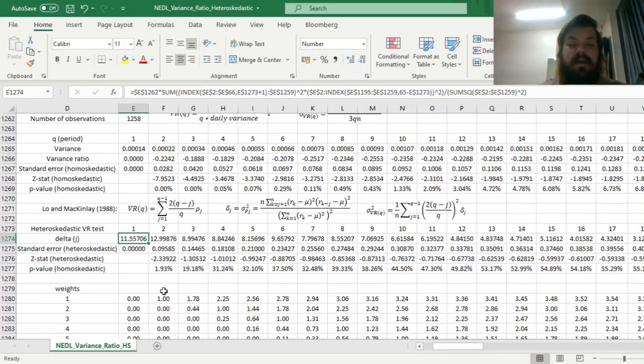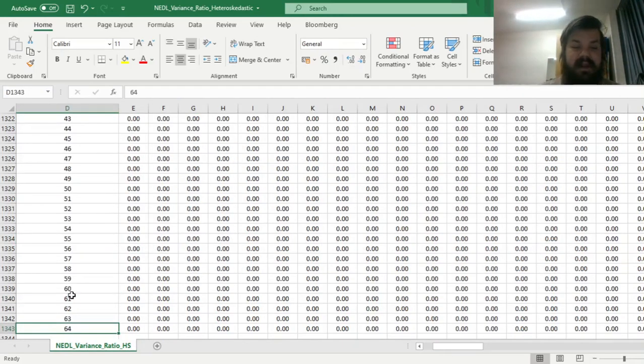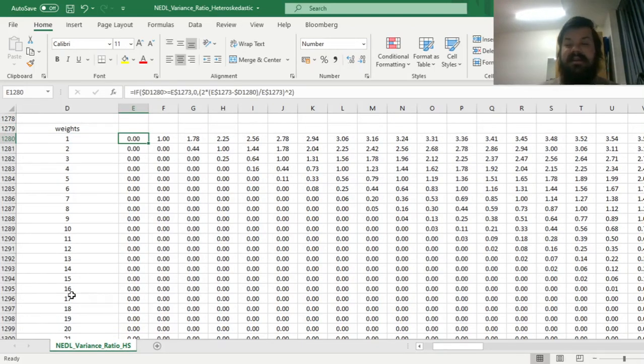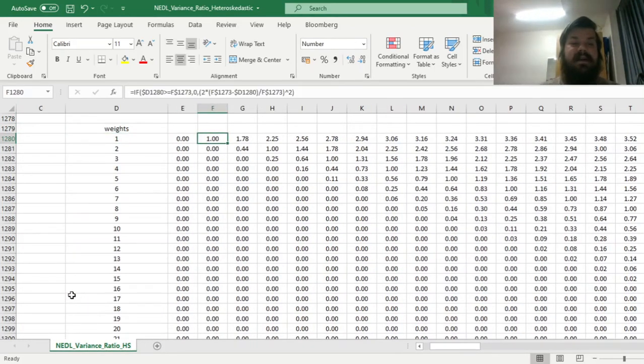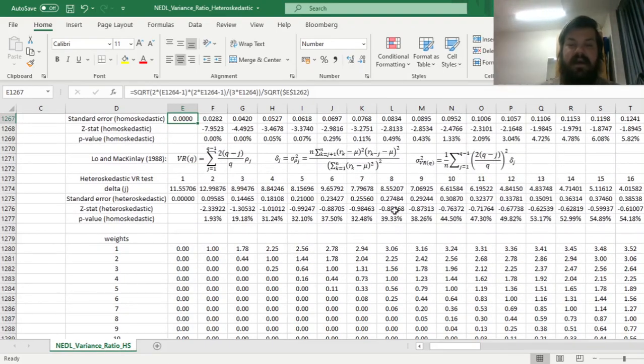And now we also need to consider the weightings. The weightings can be calculated using this quite bulky yet simple matrix of size 64 by 64. And here we'll need to first remember that we are only summing up those weights and those autocorrelation coefficients until q minus 1. So for the q equals 2 case, we'll only need the first order autocorrelation. For frequency q equals 3, we'll need the first order and the second order autocorrelation, and so on and so forth.